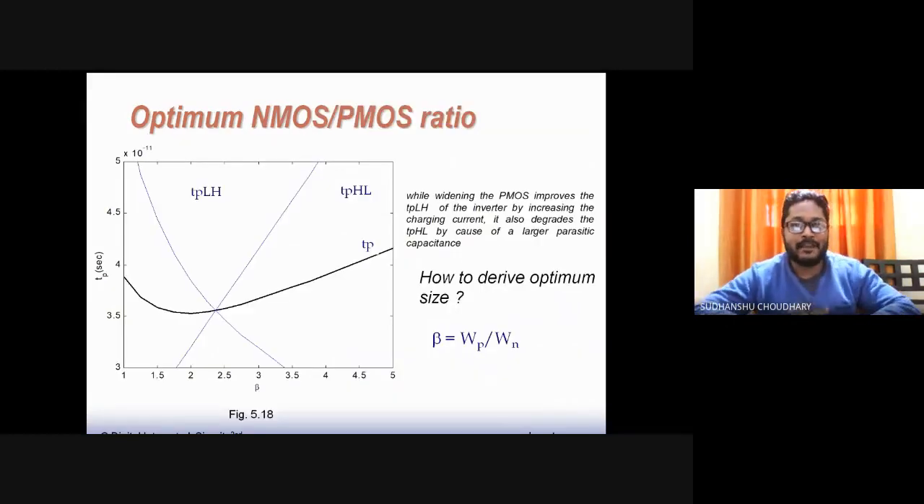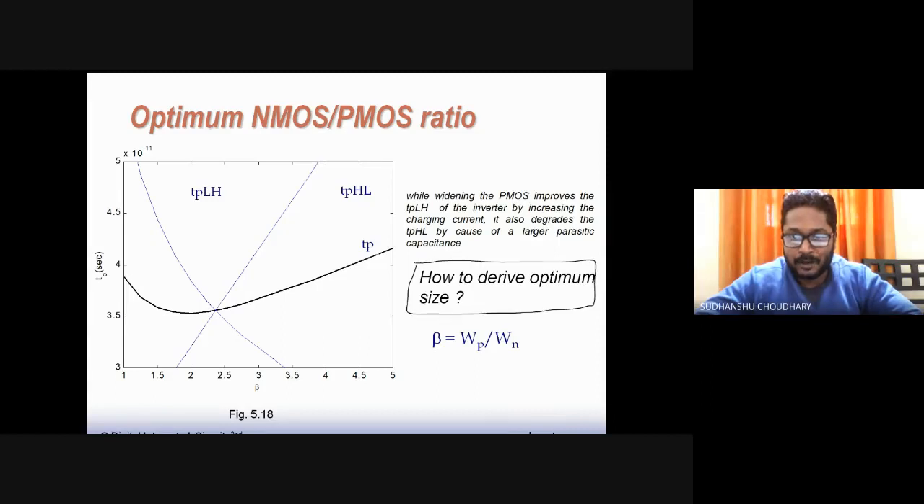So that means there must be some optimum NMOS to PMOS ratio. Then how to derive this optimum size ratio? That is also an important concern. We will see this in the next class, how to derive the optimum size of the devices in the CMOS inverter.